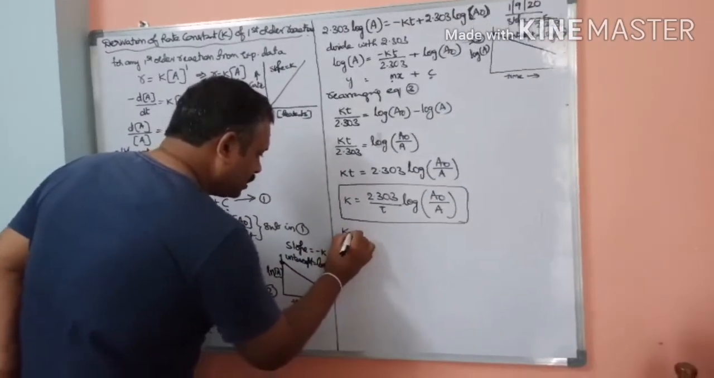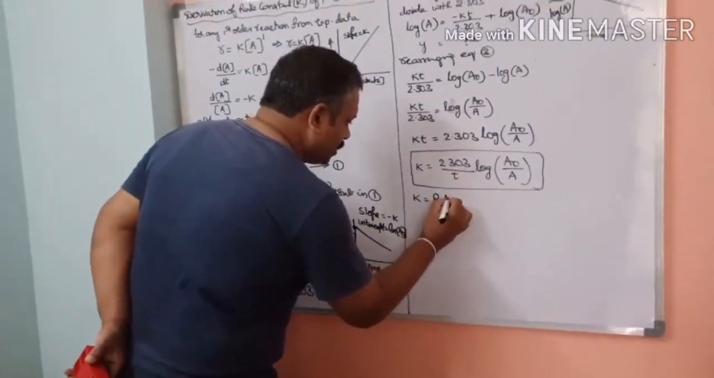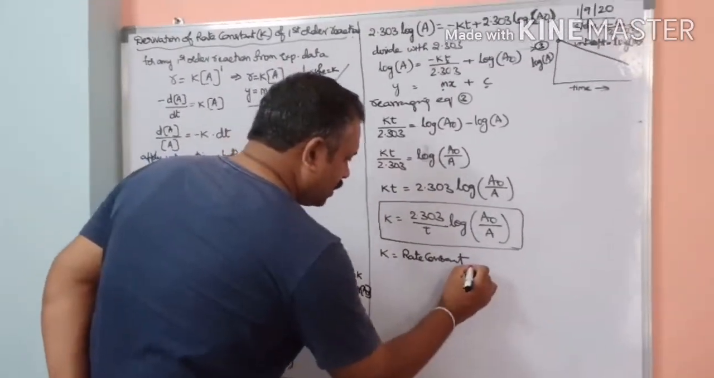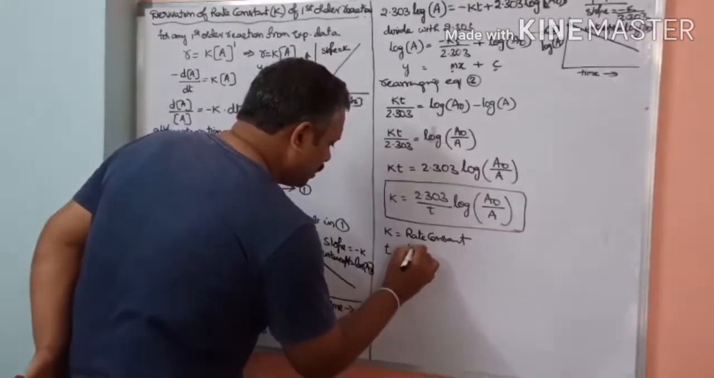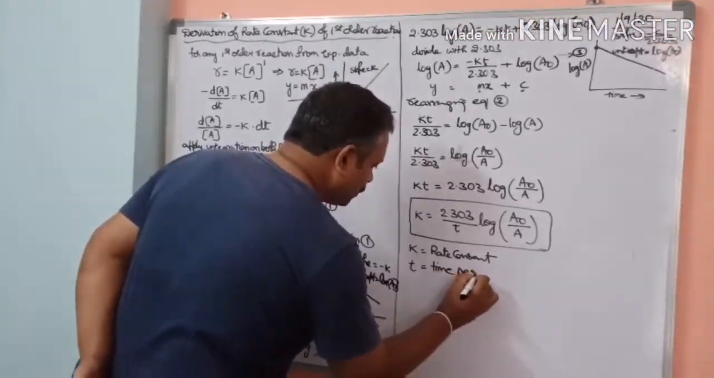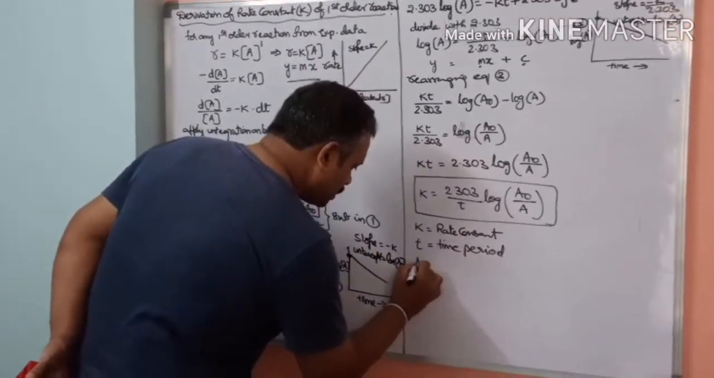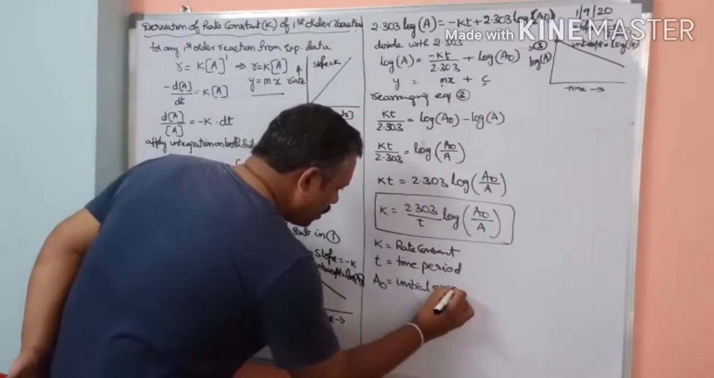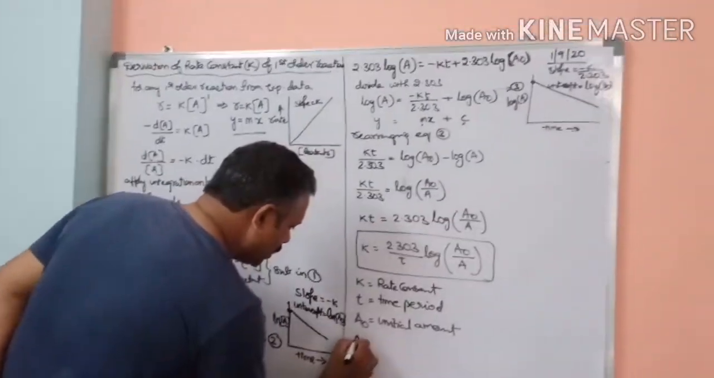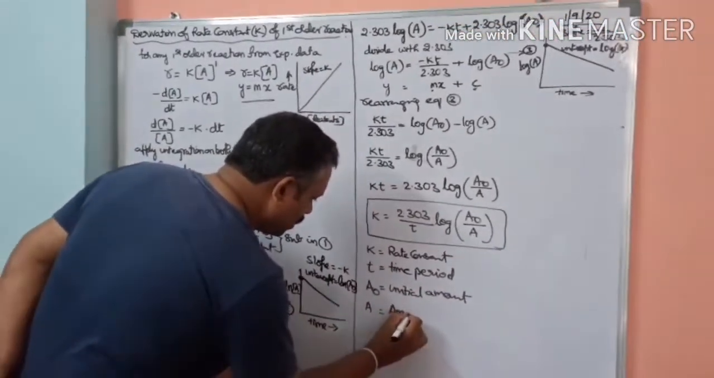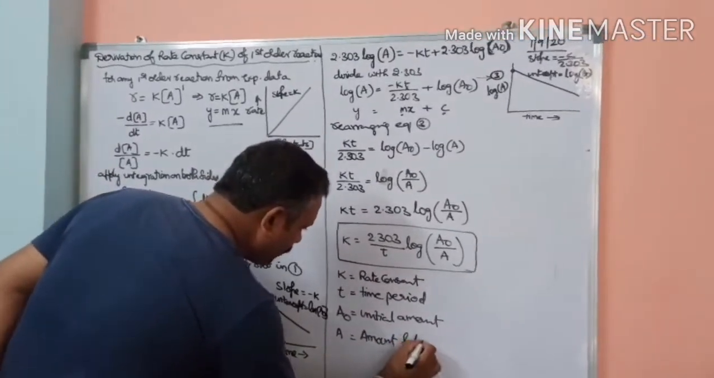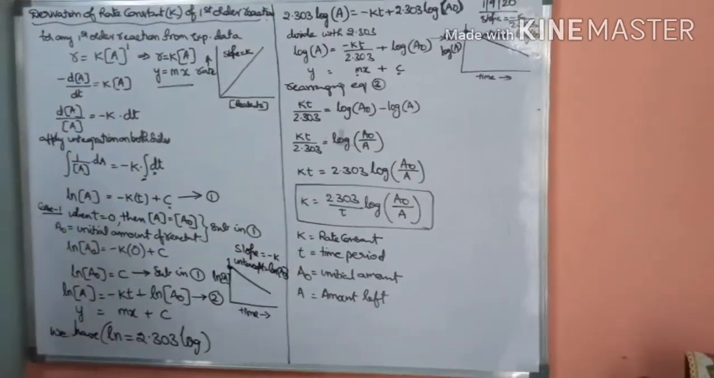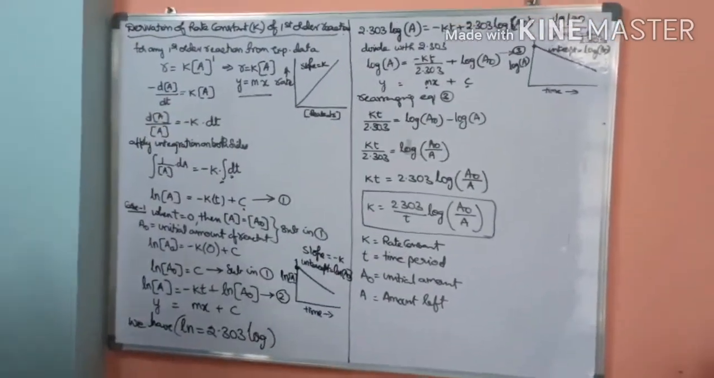So what are the terms in this formula? k is called the rate constant and t is called the time period of the reaction. A naught is the initial amount and A is the amount left at the given time. So this is the derivation of the rate constant of a first order reaction.